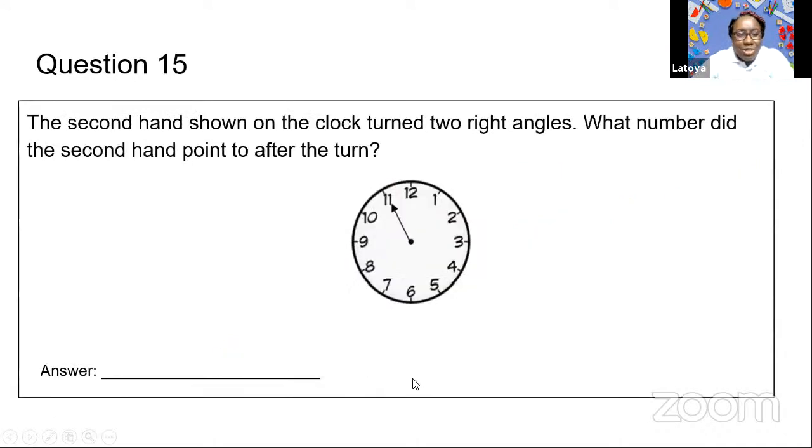Let's go to our next question. Question number 15. The second hand shown on the clock turned 2 right angles. What number did the second hand point to after the turn? Here, it turned 2 right angles. What number did the second hand point to after the turn? Come on, you have 10 seconds to think of the answer for this question.